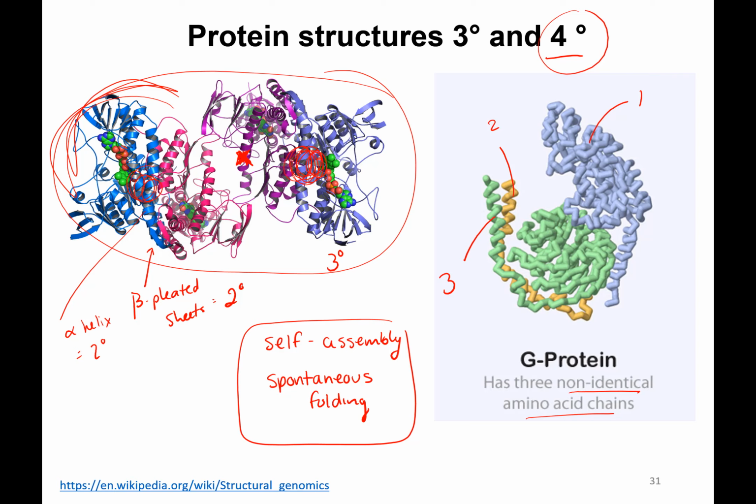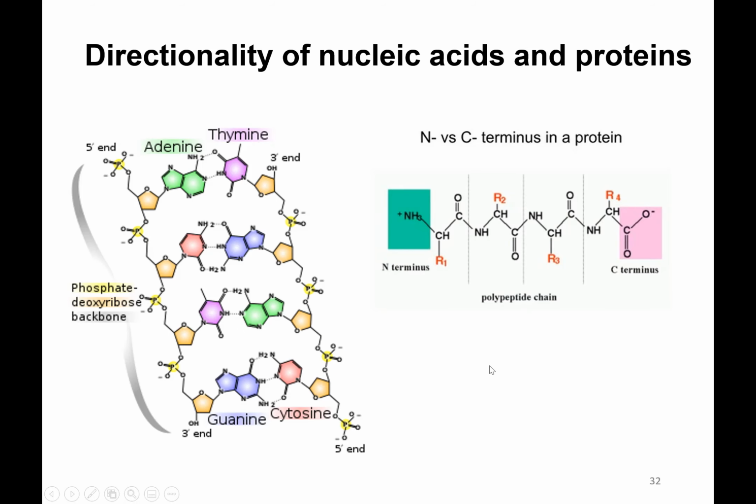And if you haven't taken genetics yet, you will talk about that in genetics, or if you have taken genetics, hopefully you remember that. Okay, so that covers protein structure. The last slide I have for you is this concept of directionality of nucleic acids and proteins. Hopefully you remember that DNA and RNA have 5' and 3' ends. That's its directionality. We usually write it 5' to 3'.